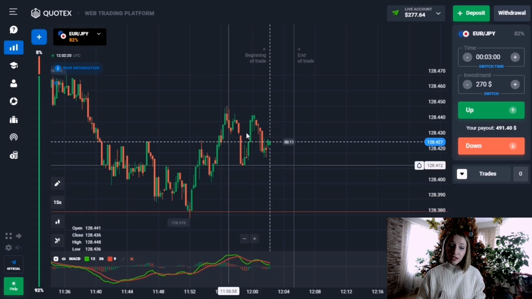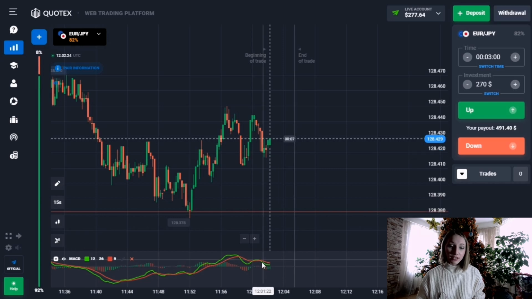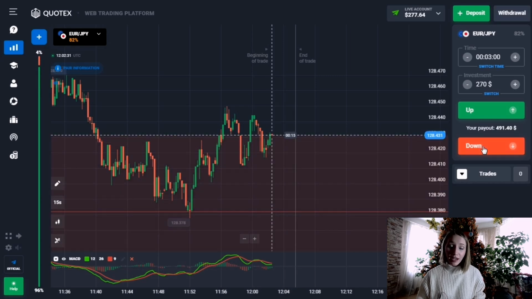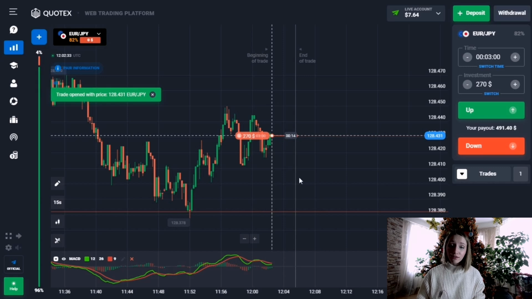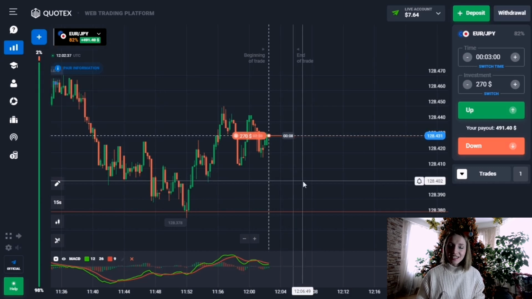Well guys, here we can see the support level. Also we can see the price starts to move down from this level. Also the indicator shows us that very soon the volumes for decrease will grow. So guys, let's open a trade with down. I think that very soon this level will be broken through also. So guys, let's wait.